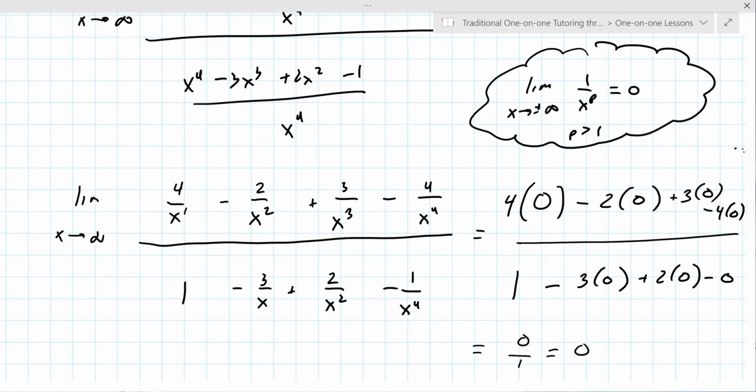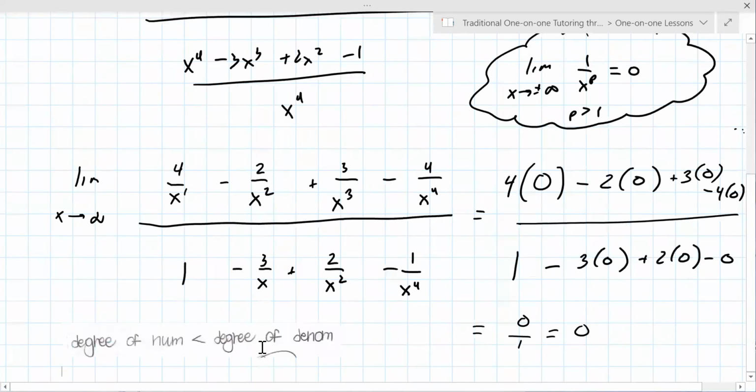You wrote on your exam the shortcut here. If this was free response, the degree of the numerator is less than the degree of the denominator, then it always goes to 0. All right, so that's the shortcut.